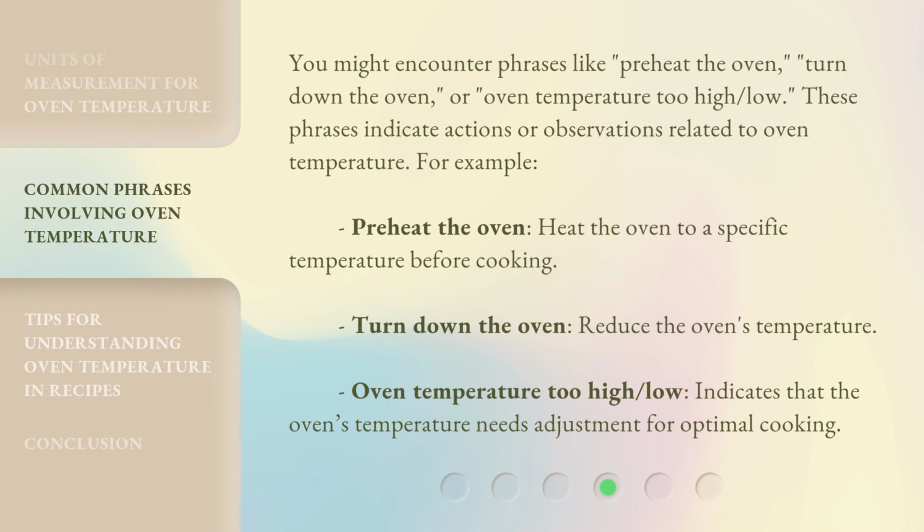You might encounter phrases like, preheat the oven, turn down the oven, or oven temperature too high, low. These phrases indicate actions or observations related to oven temperature. For example, preheat the oven. Heat the oven to a specific temperature before cooking. Turn down the oven. Reduce the oven's temperature. Oven temperature too high, low indicates that the oven's temperature needs adjustment for optimal cooking.